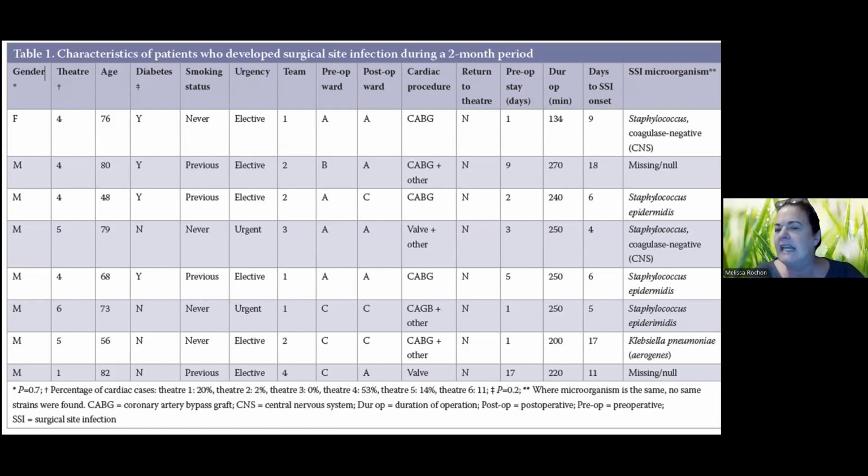What we could see is that many of these were culture positive with really low-virulence organisms, commensals like staph epi, CNS.